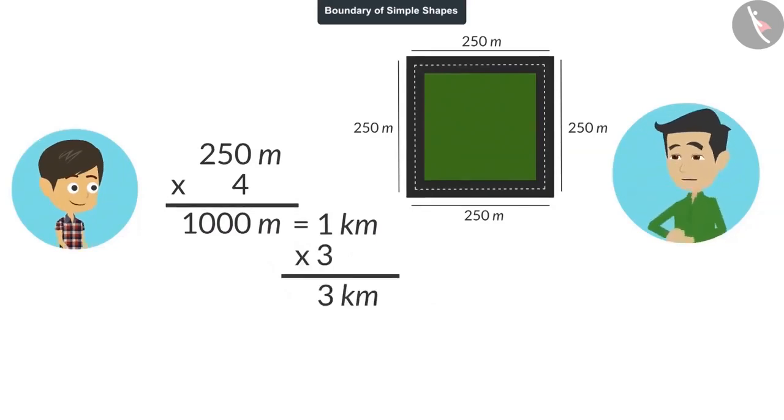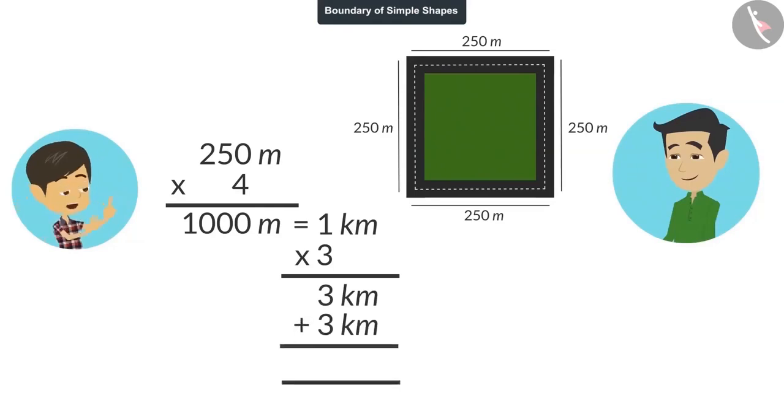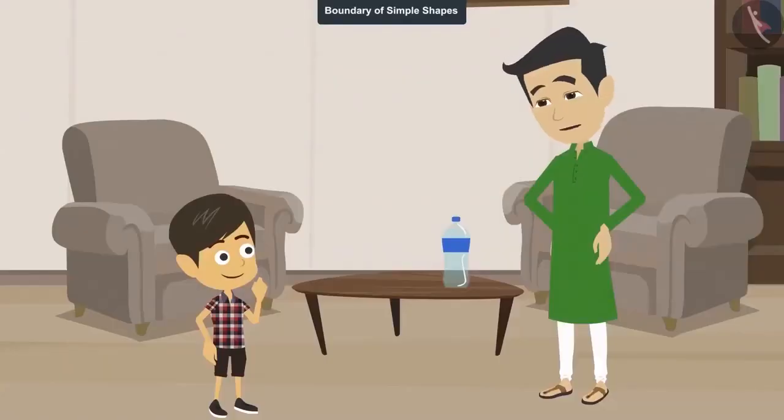Perfect, Rayansh. And this is what I do. I take 3 rounds of this boundary. This tells me that I have walked 3 kilometers. Oh, now I get it. You walk 3 kilometers in the morning and 3 kilometers in the evening. This way, you walk 6 kilometers every day. Yes, Rayansh, that is what I do.